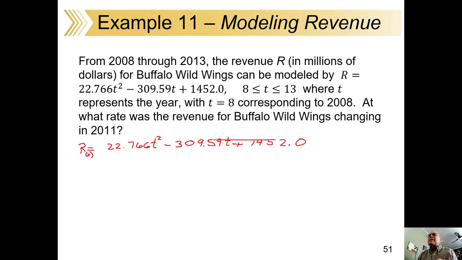It also means, if you remember your statistics, that if you use this to model something for 2014 or 2015 or something previous, it's a little bit more iffy. This model is for the years 2008 to 2013, but we're in good shape. We're looking for what the revenue is in 2011. How is it changing?